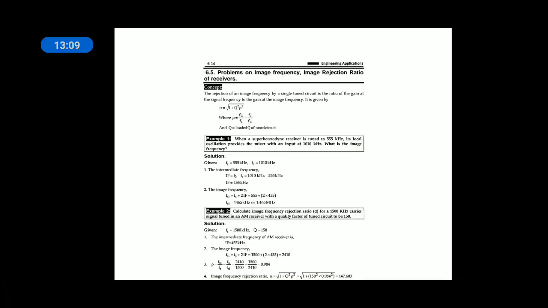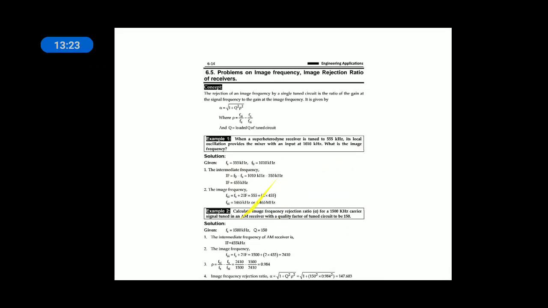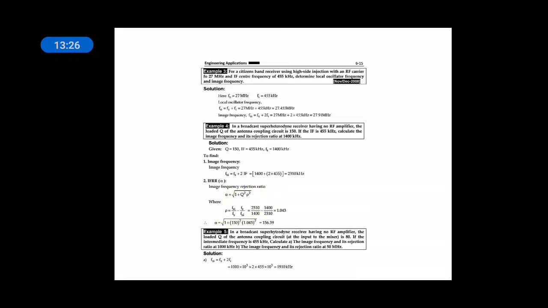Let us see what is there. Yes, 1465. It's not megahertz. Yes, 1.465 megahertz or 1465 kilohertz. It is written there, right? In this way you can calculate image frequency as well as IF also.